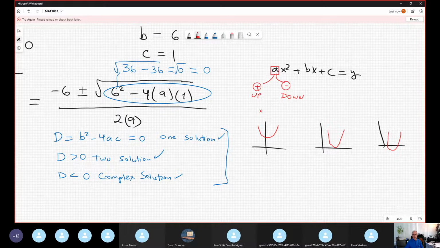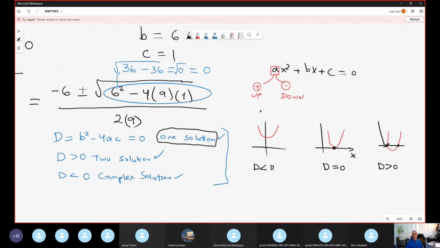When you try to find the solution of the quadratic equation, y is zero. That means what we try to find is the x-intercept, the point in which the parabola crosses or touches the x-axis. So we have three possibilities. Touching one point, one solution, when the discriminant is zero. When the discriminant is positive, touching two points, two solutions. And when the discriminant is negative, it never crosses.